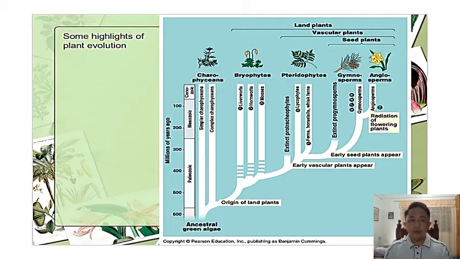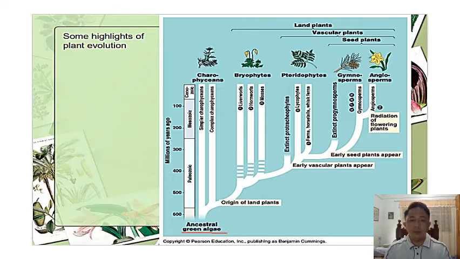The next slide shows some of the highlights of plant evolution. If we look at the evolutionary tree of our four groups of land-based plants, we can see here that 600 million years ago, the earliest known ancestor is the green algae. The land-based plants mostly evolved from an ancestral green algae, which is known as the charophyceans.